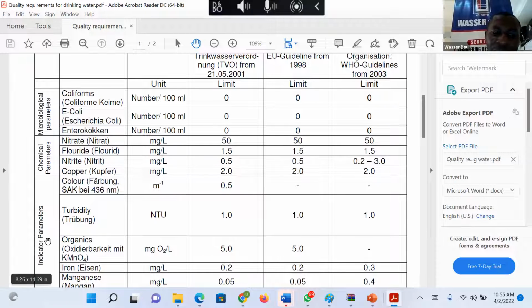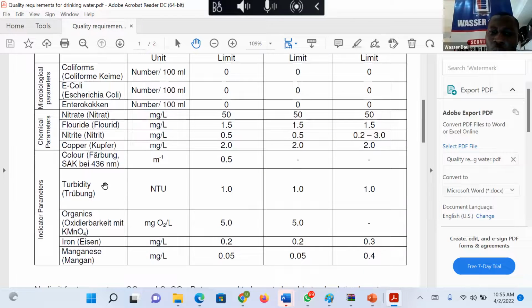Then we have the physical parameters, the turbidity, the color, then you have other organics in water. Somebody asked, where can we find the documents? I've sent it to your chat box. Go to your chat box, you can get it, sir.